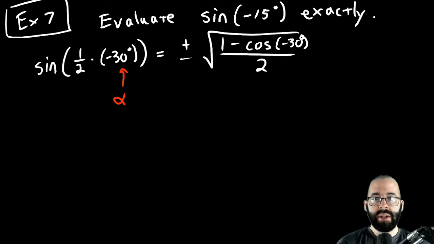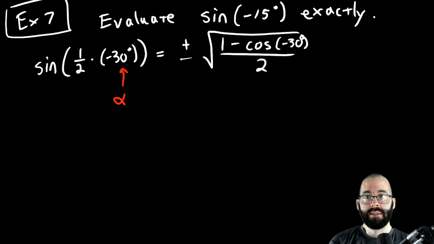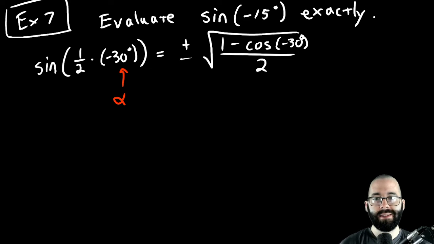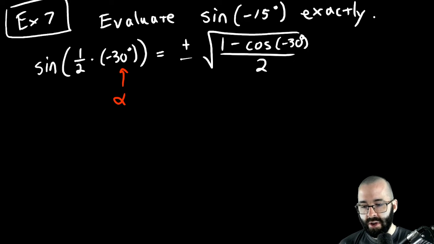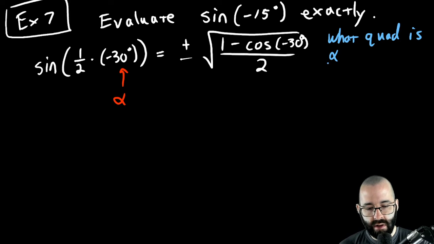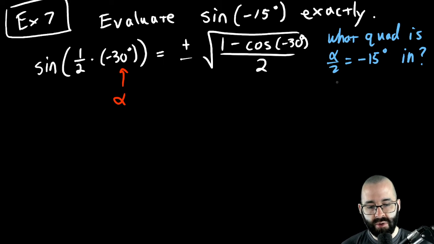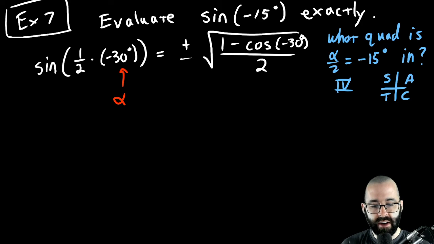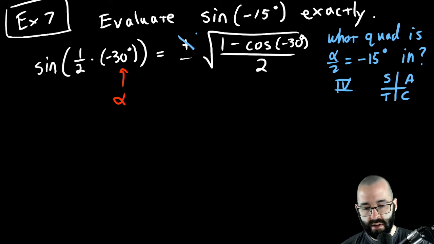Now, do we need the plus or do we need the minus? It depends. Look at alpha over 2. What quadrant is alpha over 2 in? And again, alpha over 2 is negative 15 degrees. What quadrant is this in? Quadrant 4. Is sine positive or negative there? Sine's negative. So we use just the negative part.